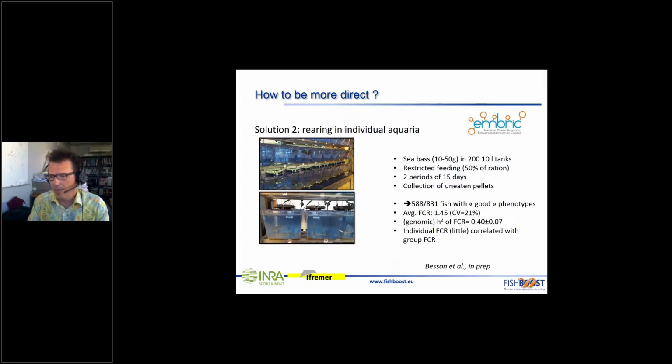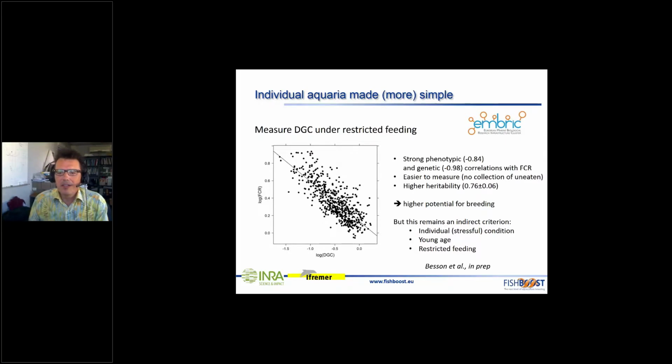good room for selection. And we could also show that this individual FCR was correlated, although to a limited amount, with the FCR in groups, because if we select fish on this individual FCR and rear them in groups, the groups with the low FCR individually also have a lower FCR in groups. So that's fine, but that's very tedious. So how to make it easier? Well, it's not easy, but it's easier. That's the second part of our idea.